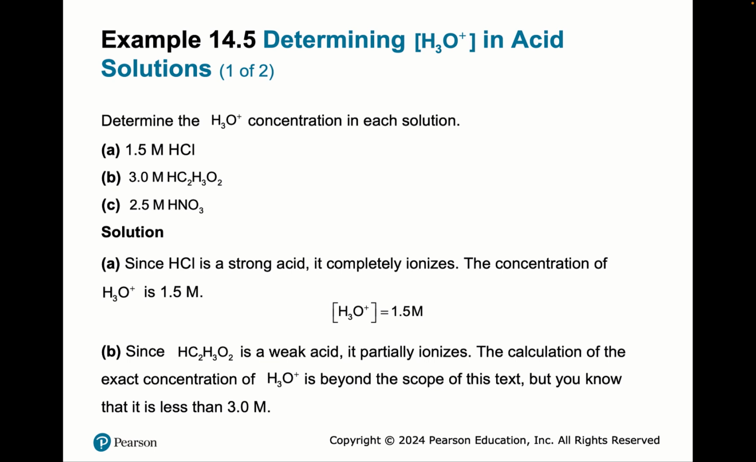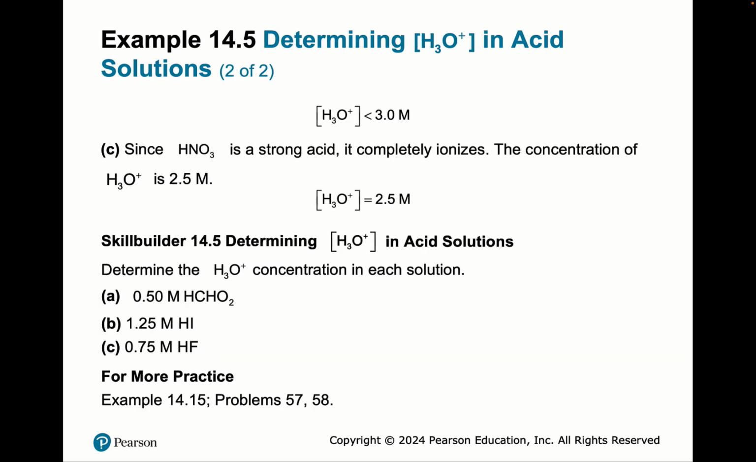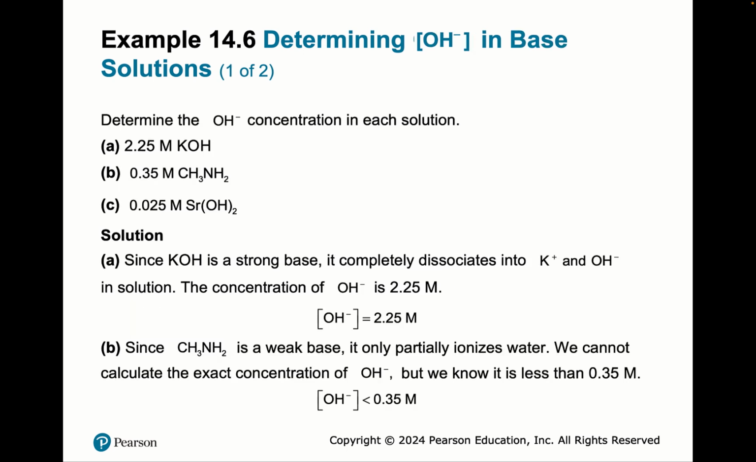So we know that the hydrogen ion concentration of 3 molar acetic acid is going to be significantly less than that. In future classes, we can show you how to do that calculation. But for this class, just realize it's going to be less than 3 molar. And 2.5 molar nitric is a strong acid, which means it completely ionizes. Therefore, the 2.5 molar nitric is, in fact, 2.5 molar in the hydronium ion.